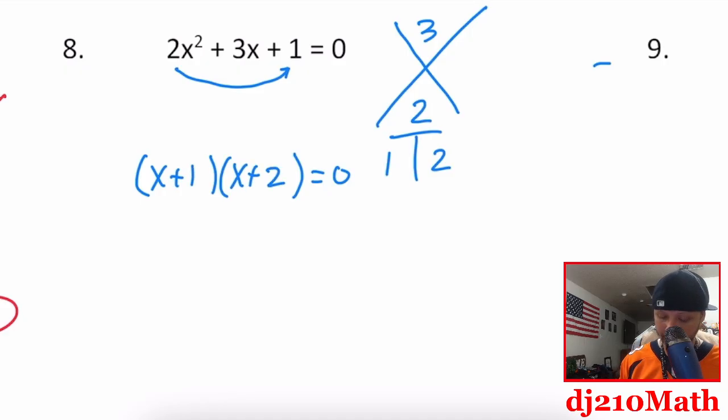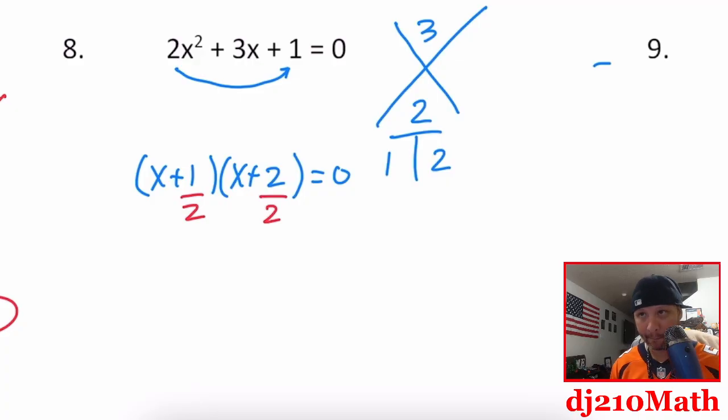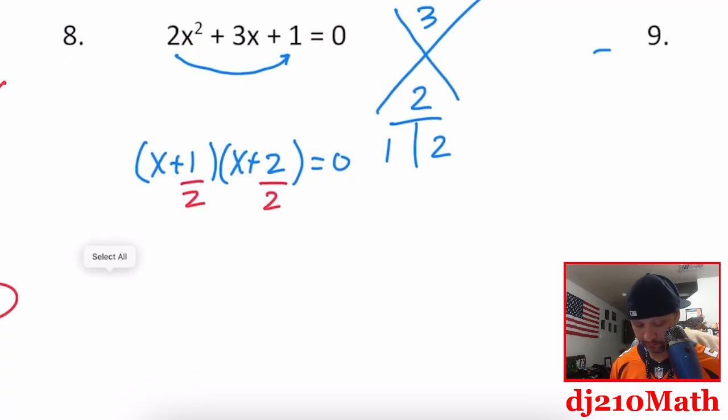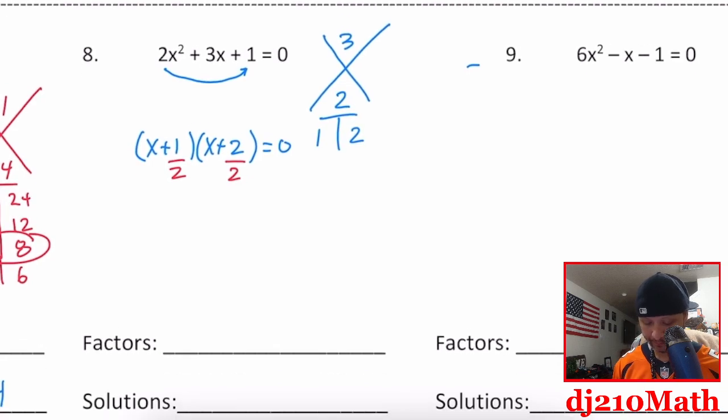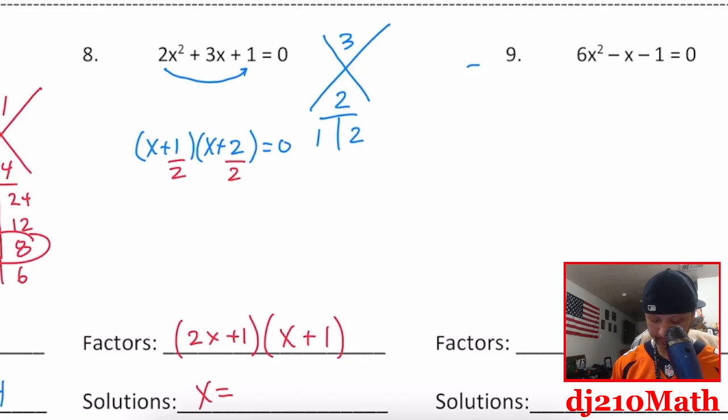And then we just remember to divide out the 2. So our factors are 2x plus 1, x plus 1. Solutions, inside lies, x equals negative 1/2, x equals negative 1.